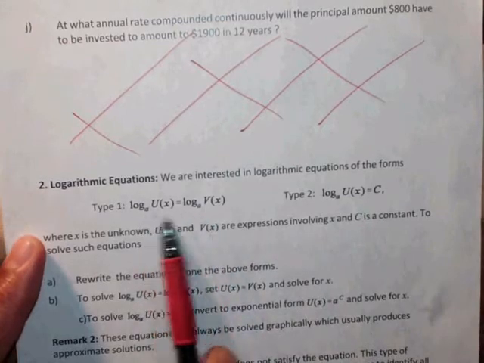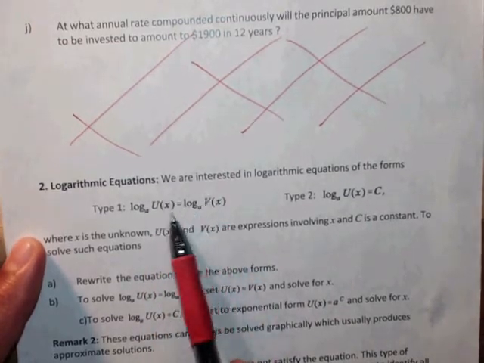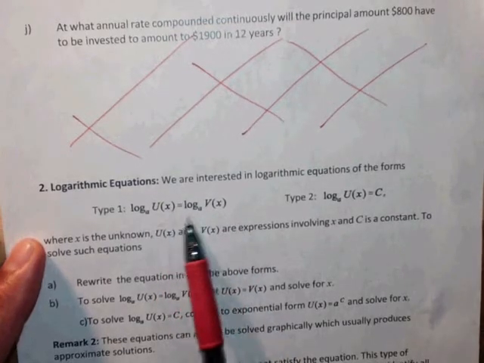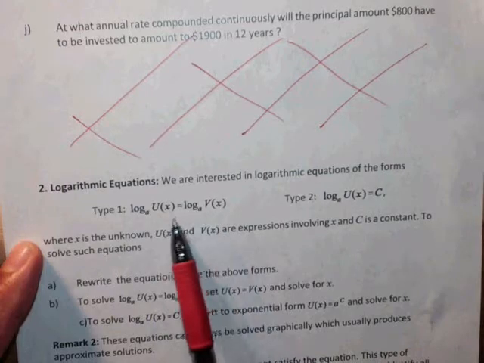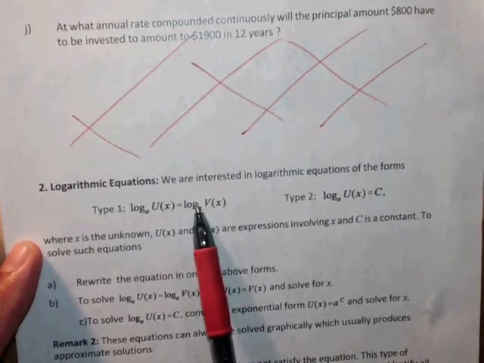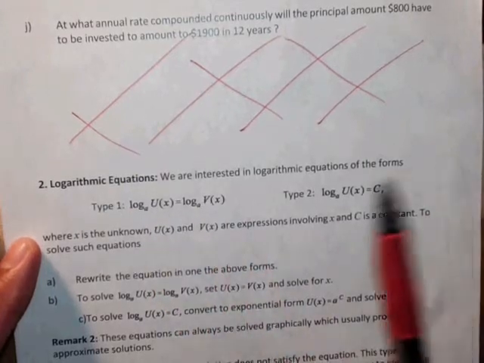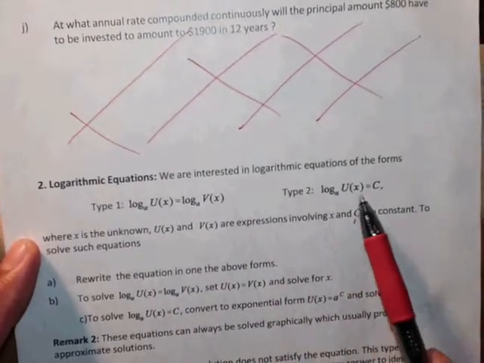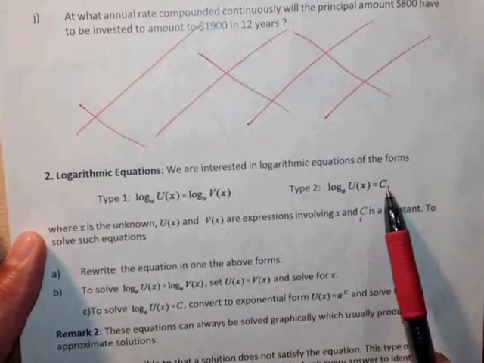Type 1 is the one where you have one logarithm on the left, one on the right, with the same bases. In this case, we are not going to discuss the situation where you have different bases. This is the simplest case, and usually these are polynomial. Type 2 is where you have one logarithm on the left side and no log on the right, just a number.